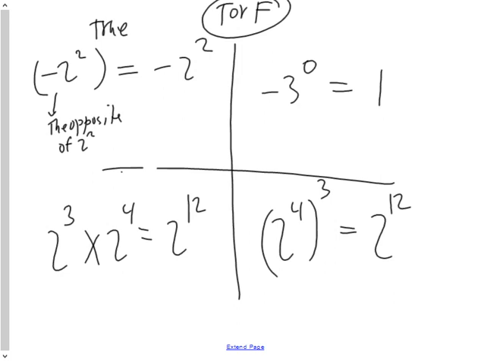And the opposite of 2 squared, since 2 squared is 4, the opposite of this would be negative 4. This one here, since there's no brackets around it, this also says the opposite of 2 squared, which would be negative 4 as well.